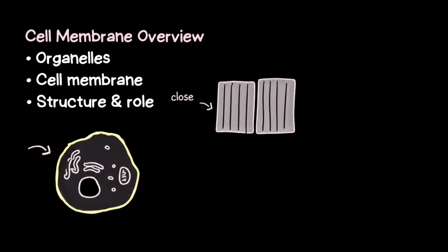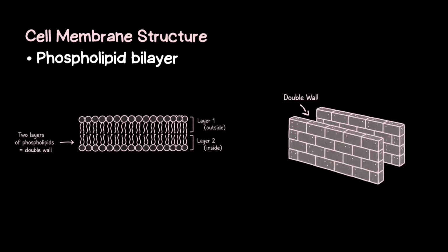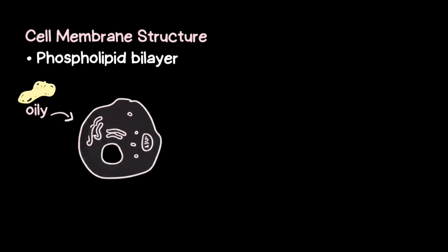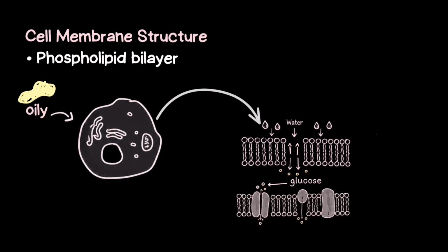Before we talk about movement, let's first understand what the membrane is made of. The cell membrane is made of phospholipid bilayer. A phospholipid bilayer is simply two layers of tiny fat-like molecules stacked together, kind of like a double wall surrounding the cell. The membrane has an oily middle layer, where substances like oxygen and carbon dioxide can pass through easily. However, substances that mix well with water, such as glucose and ions, usually need protein channels or carriers to help them move across the cell membrane.